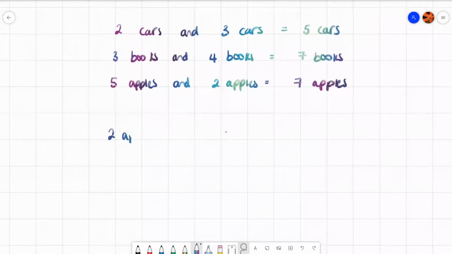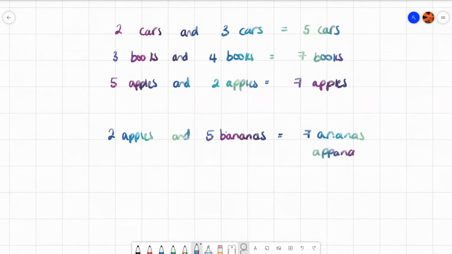How about 2 apples and 5 bananas? Can I add them together? I can't, can I? Because they are not the same. I can't have 7, I don't know, apanas or bapples. There is no such thing, therefore I cannot add them together because they are not the same.